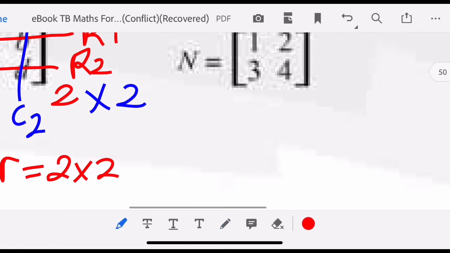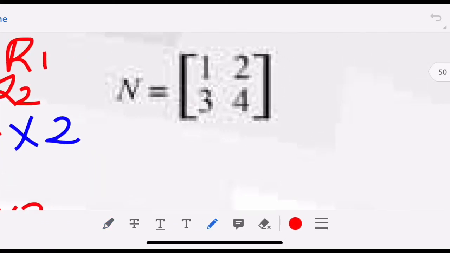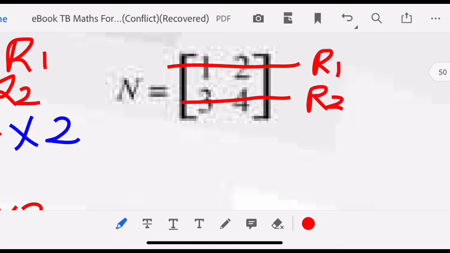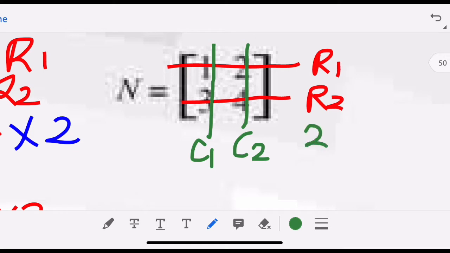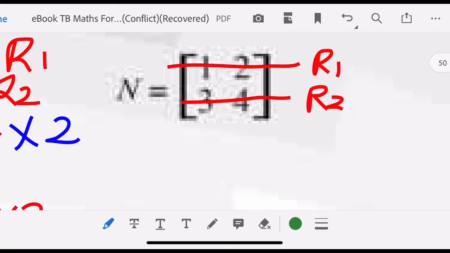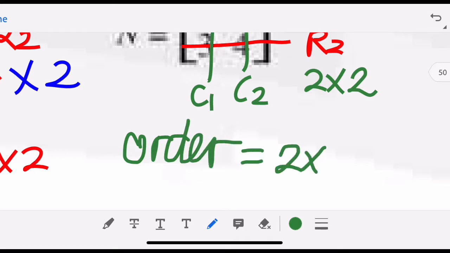Let's see matrix N. How many rows does this matrix have? 1, 2. Row 1, row 2. And how many columns for this matrix? Let's check it out. This is column 1, this is column 2. So it's 2 by 2 also. The order of matrix N is also 2 by 2.